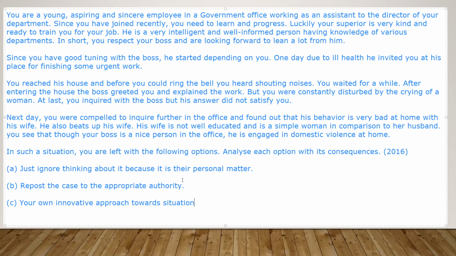I had that number in my mind. Helpline 1091. So the national women helpline number is 1091. Complain to them that such things are going on in this particular house.